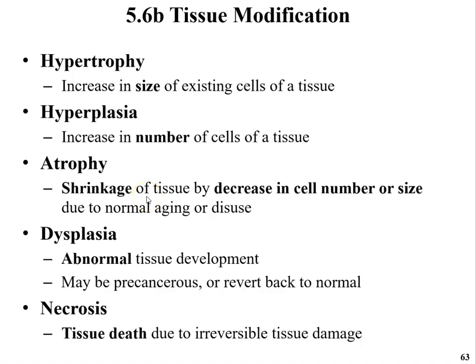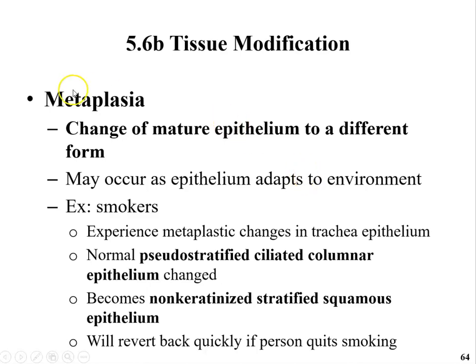You can have dysplasia. This is an abnormal tissue development. Sometimes it's precancerous and sometimes it reverts back to normal. You can have necrosis. This is tissue death due to irreversible tissue damage. You can have metaplasia. This is the change of mature epithelium to a different form. So this can happen sometimes as an epithelium adapts to its environment.